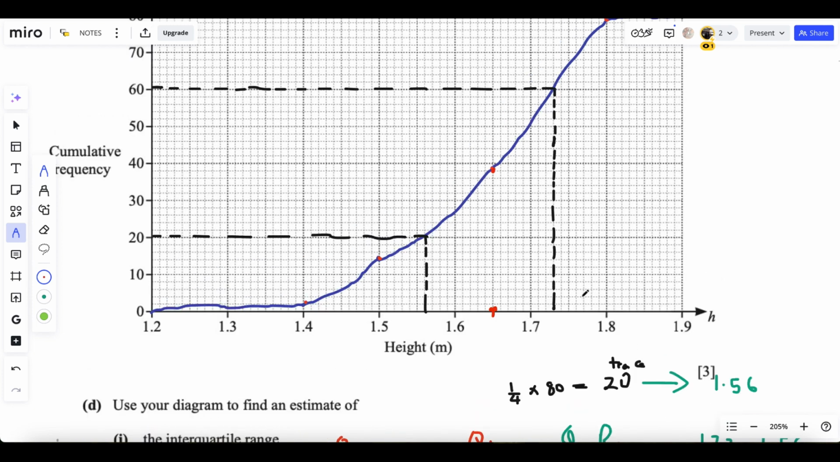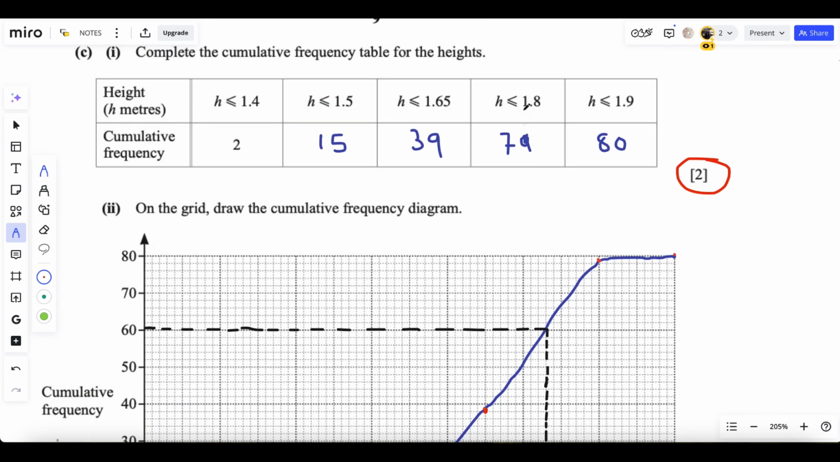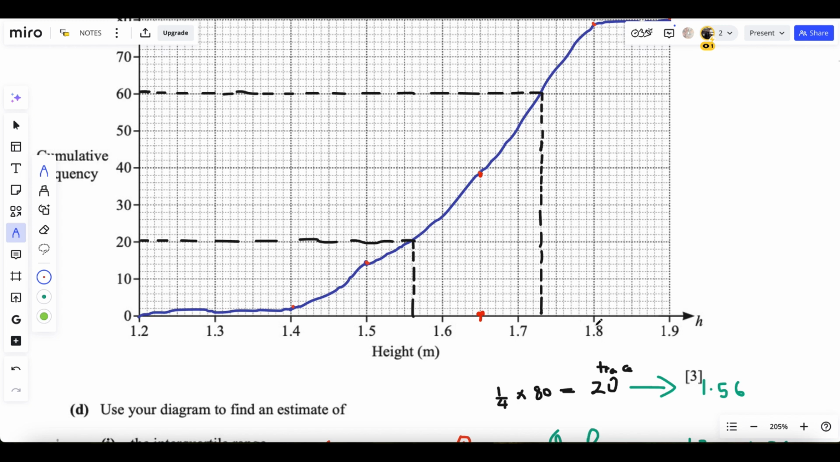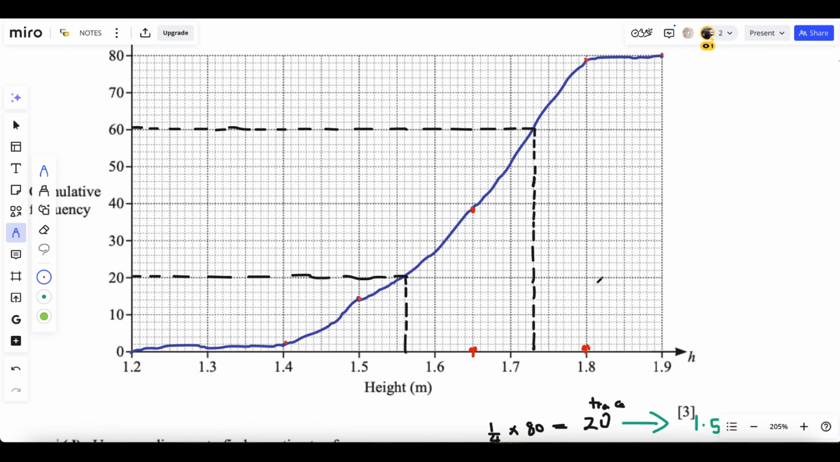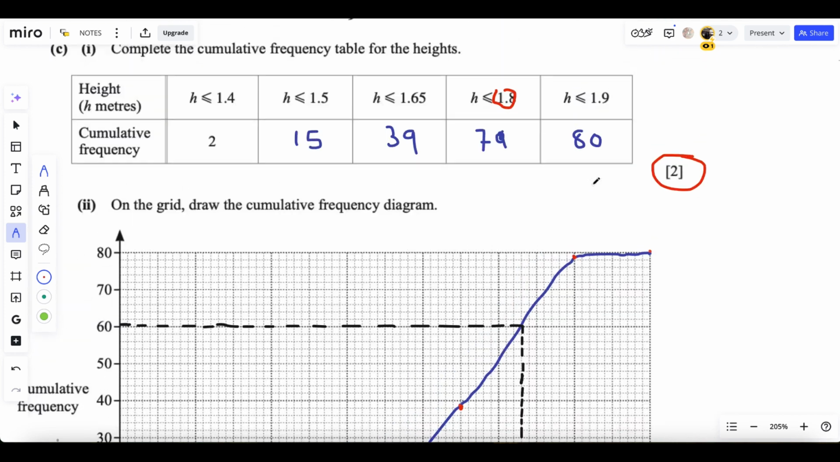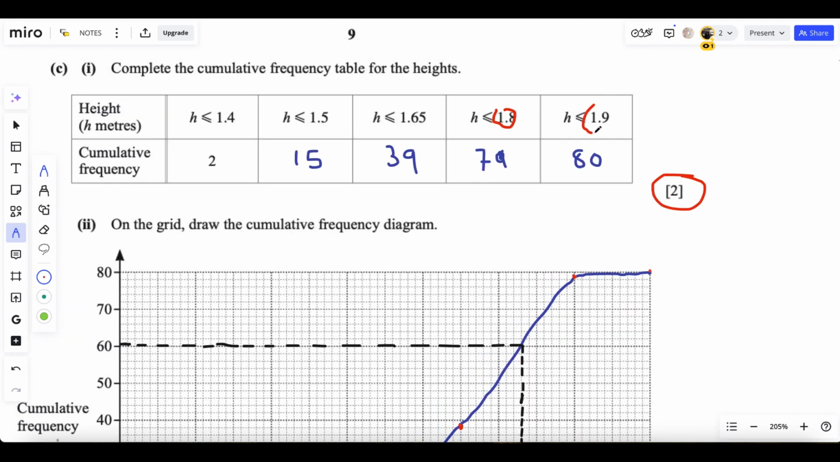And then the next one, which one is next? 1.8. So I'm going to trace 1.8 to 79. We come here, 1.8 is here. Look at 1.8 on the graph. We trace it to 79. 79 is close to 80, so you put the dot in the middle of the last box. Then the next one, you trace 1.9.